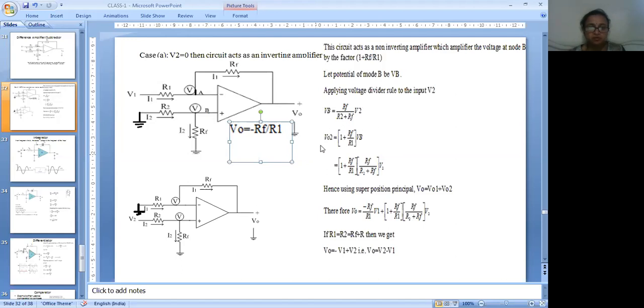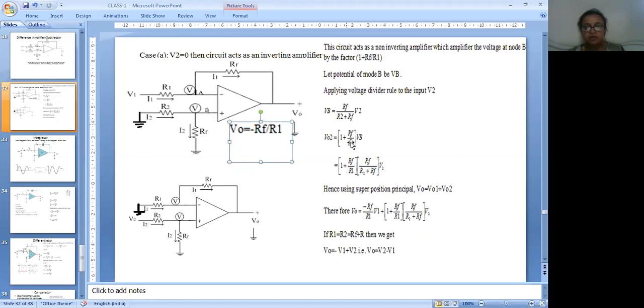So V02 is equal to 1 plus RF divided by R1 into VB. Here the voltage is VB, and this particular circuit acts as a non-inverting amplifier which amplifies the voltage available at this point. So what is VB? VB is obtained using this equation: VB is RF divided by R2 plus RF into V2.